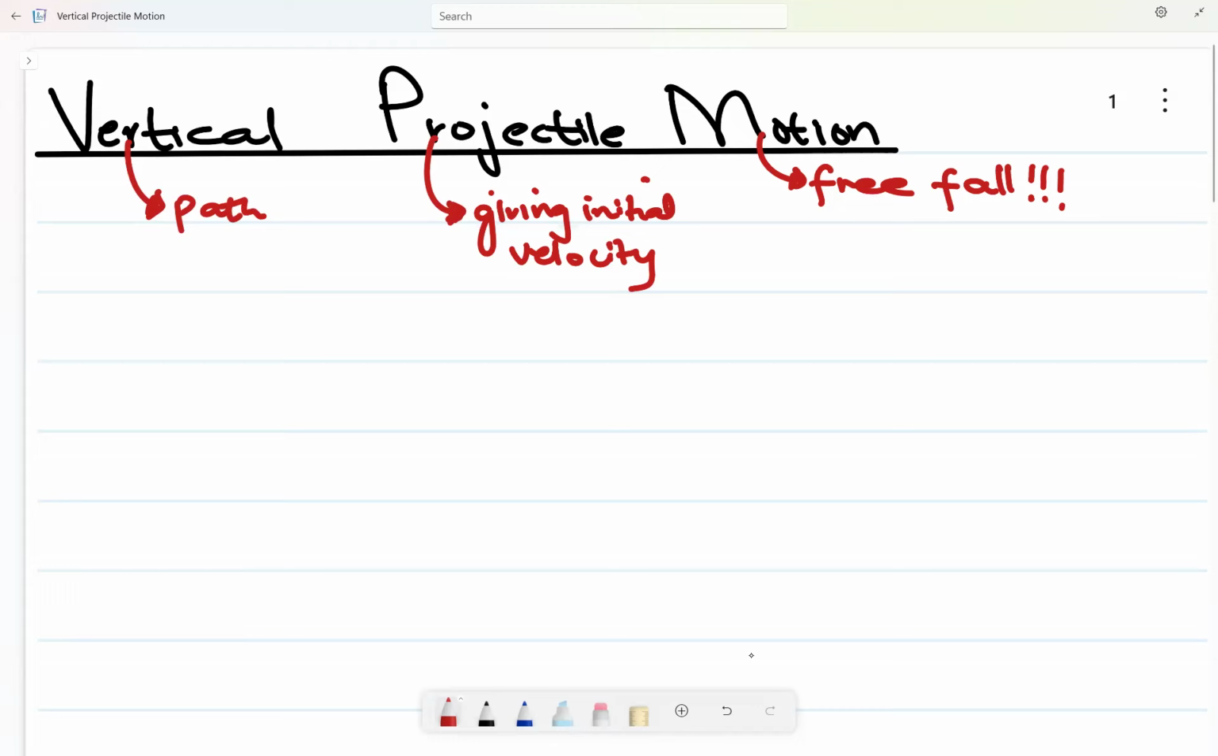Now I want us to focus on understanding the word free fall. The other thing is path. This is just a vertical path. It tells you it's going to go up and go down. That's what is referred to. Projectile, we'll discuss that further. Now, what exactly is free fall?